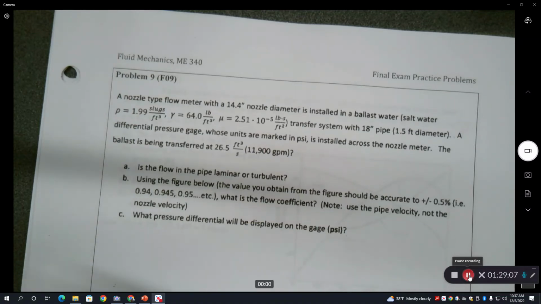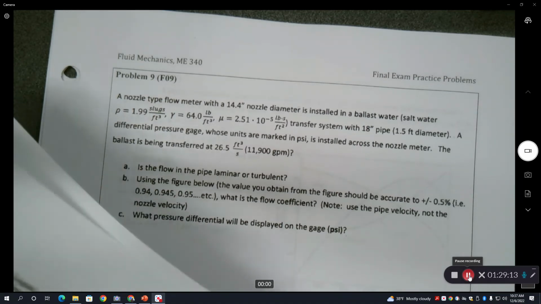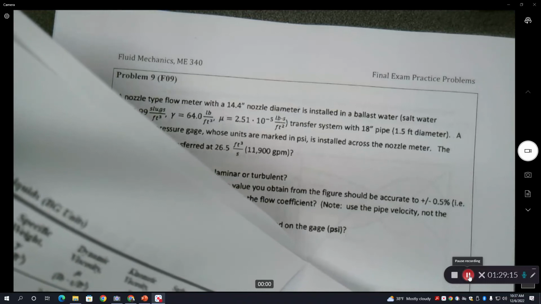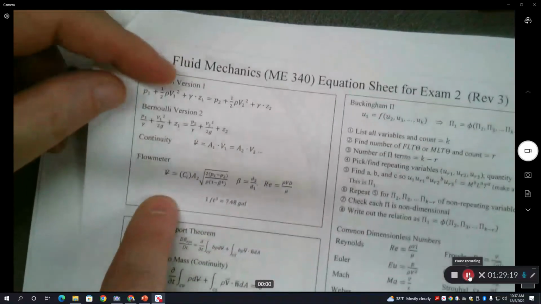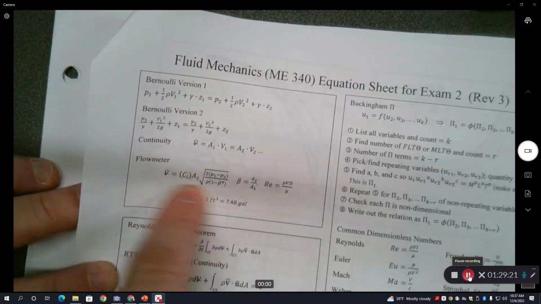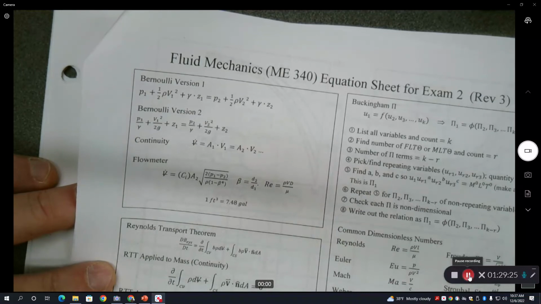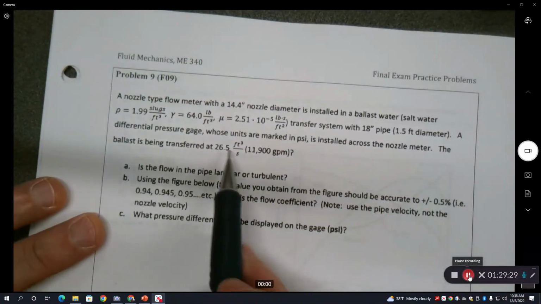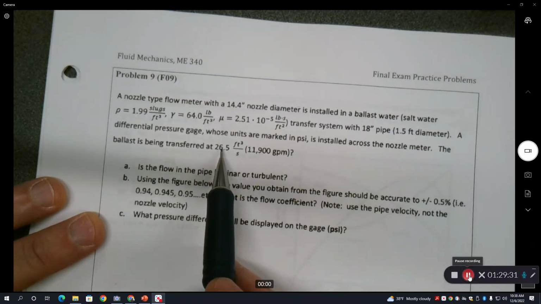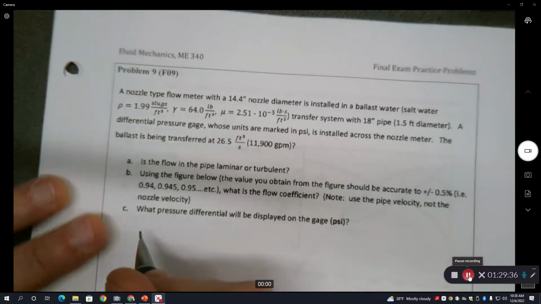So, do I have the equations for the flow? Yeah, I got the flow meter equations right in there. So, first thing to do is to find what the velocity is going to be in this 1.5 foot pipe.